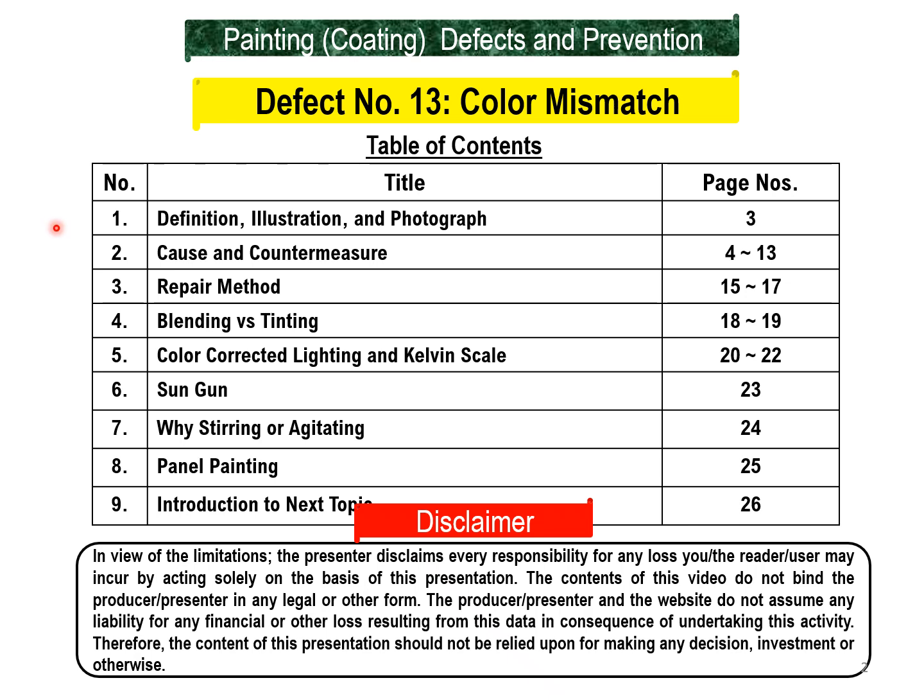Our discussion will include definition, illustration and photograph, causes and countermeasures, repair method, blending versus tinting, and explanation of some important terminologies like color corrected lighting and Kelvin scale, sun gun, and why stirring or agitating is necessary, panel painting, and finally introduction to the next topic.